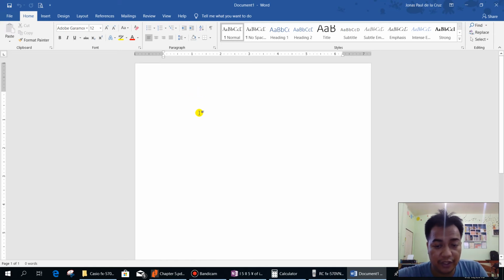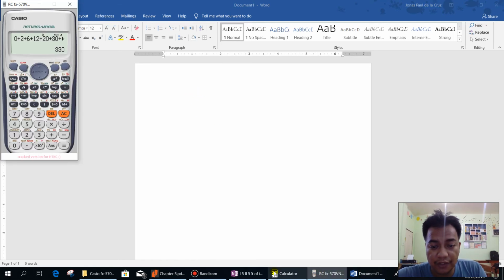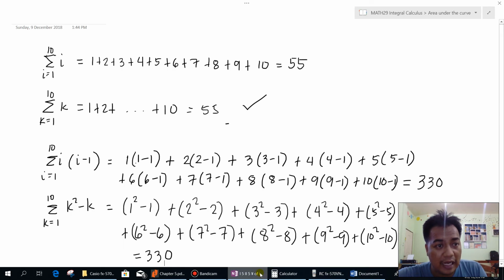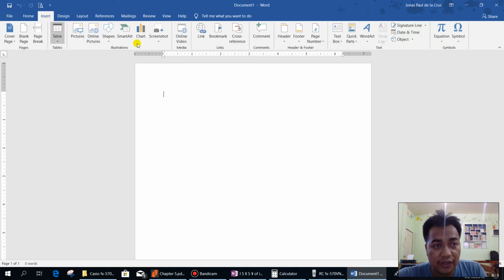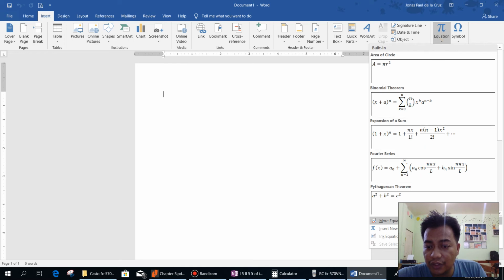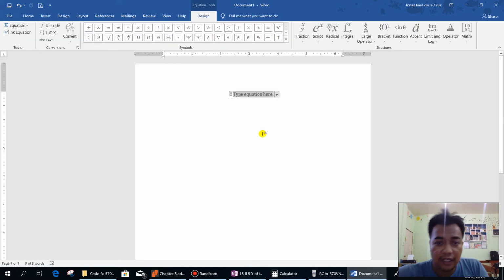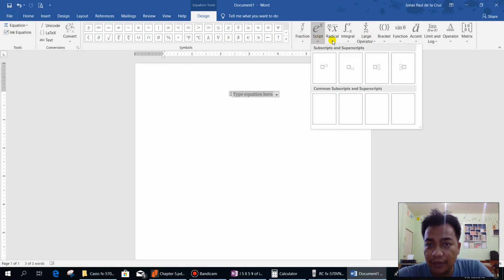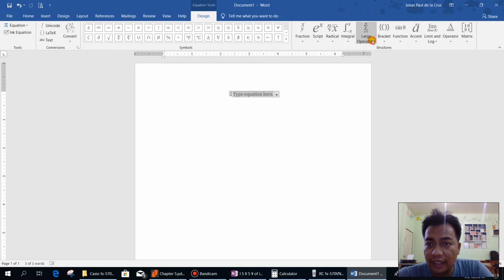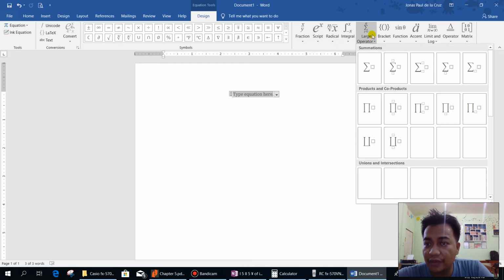If you want to insert, for example, yung solution natin for the first one is summation of I is from 1 to 10. You can do insert, ito sa insert, and then equation dito, and then insert yung equation. Okay? And then yan, summation. So, nandito na lahat ng kailangan ninyo for math. Okay, yung summation nandito siya. You can explore. Ito yung sa fraction, ito yung subscript, ito yung sa radical, integral, large operator, nandito yung summation natin.